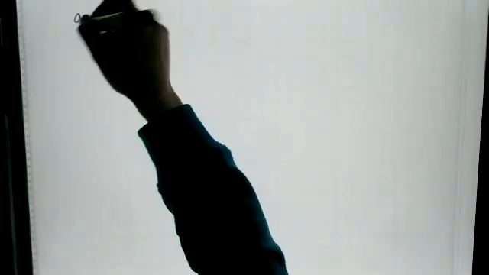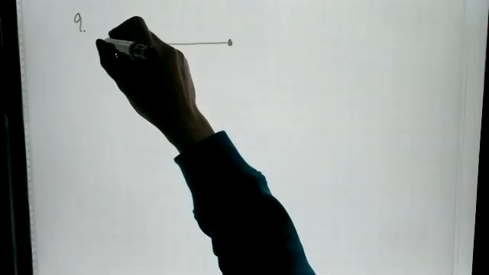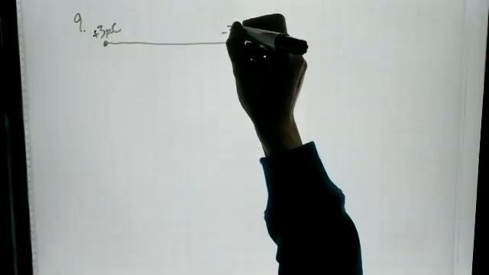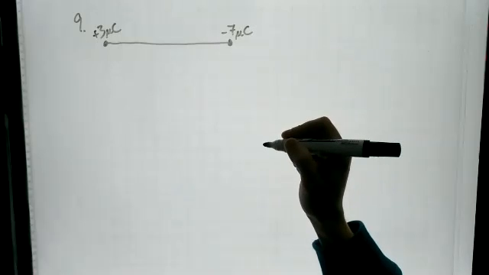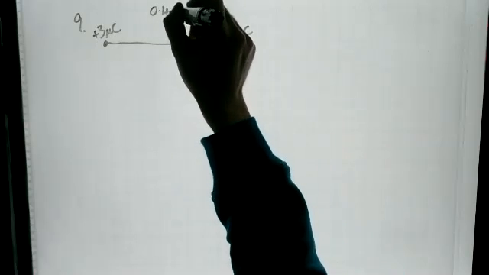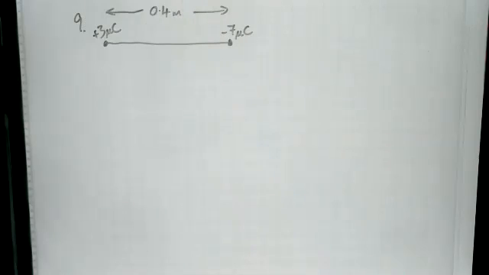Right, so the question: what is the electric field strength halfway between a charge of +3 and a charge of -7 microcoulombs, if the distance between the charges is 40 centimeters? Let's draw a diagram. One charge is +3 microcoulombs, the other is a -7 microcoulomb charge, and the distance between them is 40 centimeters, so 0.4 meters.